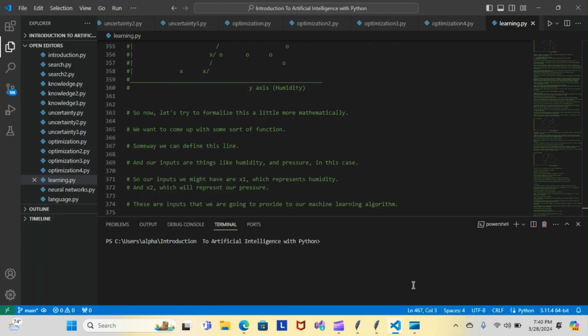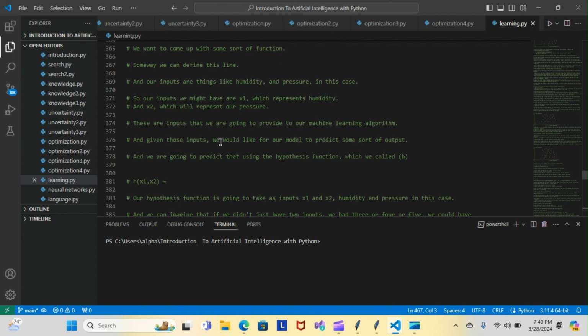Now, last night, if you recall, we started the process of formalizing our line graph up here, and we're going to build off of that tonight. So now let's try to formalize this a little more mathematically. We want to come up with some sort of function, somewhere we can define this line. Now, our inputs are things like humidity and pressure in this case. And our inputs we might have are x1, which represents humidity, and x2, which will represent our pressure. These are inputs that we are going to provide to our machine learning algorithm.